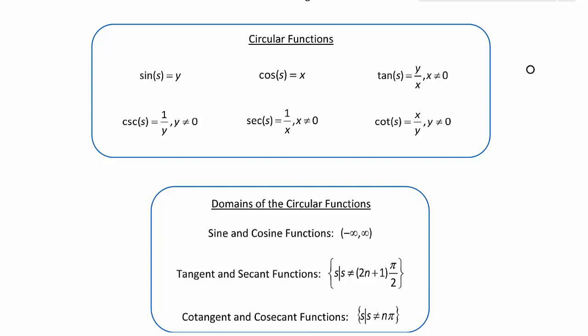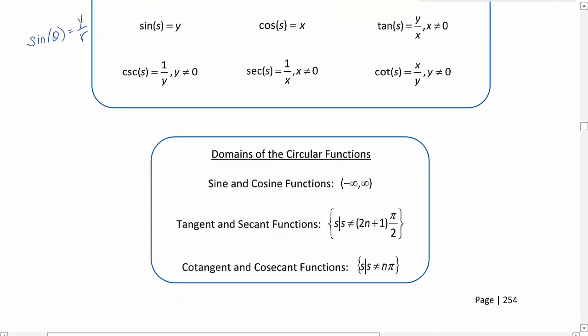Now, this is nothing new. These are the exact same definitions that we had before for our trig functions. Remember that sine of theta was equal to y over r. It just so happens on the unit circle that r is equal to 1. So these are nothing new, exact same definitions that we've done before. It's just that they're replacing the r with a 1.